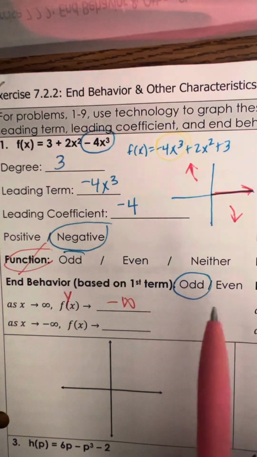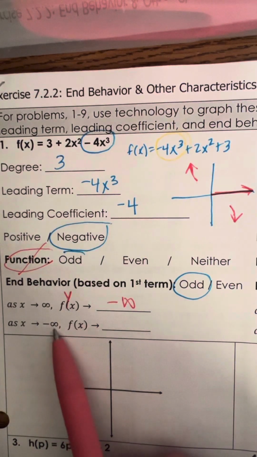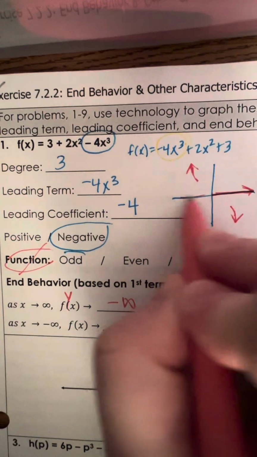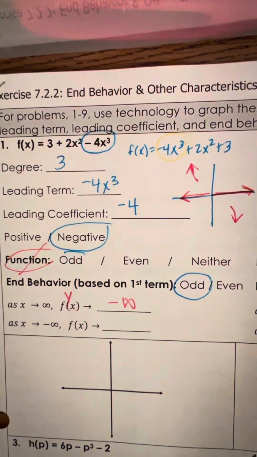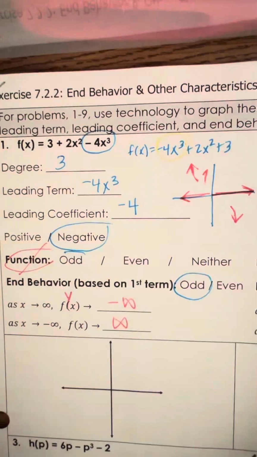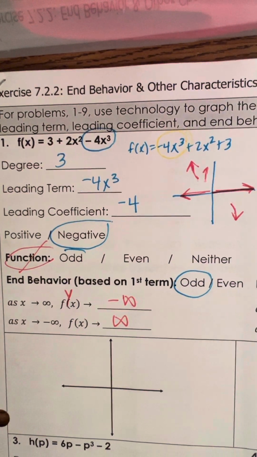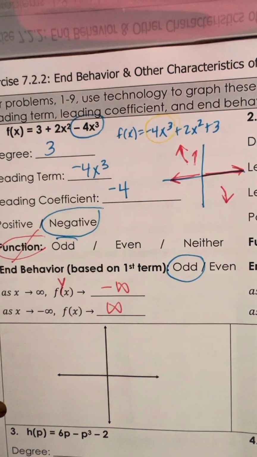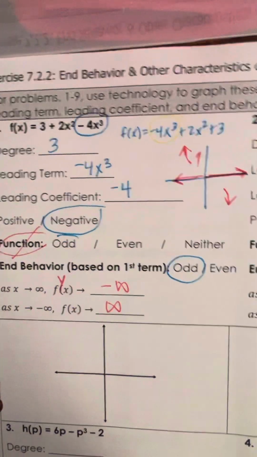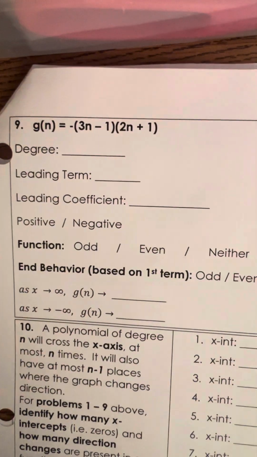And then as x approaches negative infinity, so as our x's go to the left towards negative infinity, what's happening to your y's? Over here they are going up. So we would say they approach positive infinity. And then the other one I wanted to look at is one where we can just go to number 9, one where it's not necessarily in standard form.